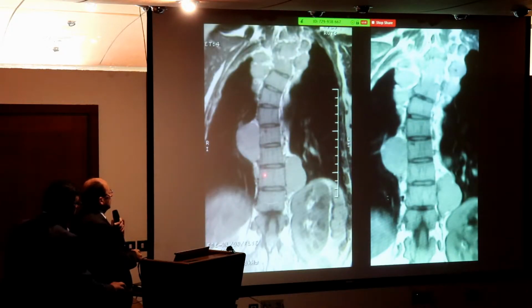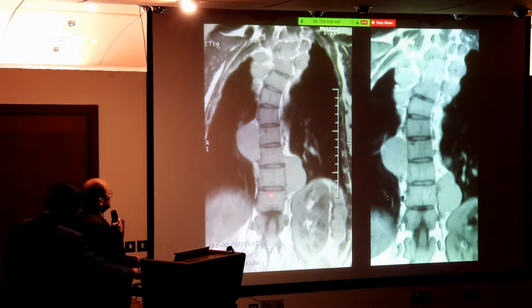Coronal MRI T1 weighted. You can see there are multiple paraspinal intermediate signal soft tissue, well-demarcated lesions arising from the paraspinal area, and there is scoliosis here and kyphosis. The kidneys here look well. Next.